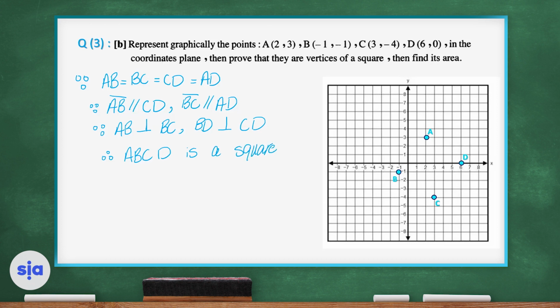The last part of the question wants you to find the area of this square. For sure, you know that the area of the square is the side squared, so it's 5 squared, which is 25 units squared.